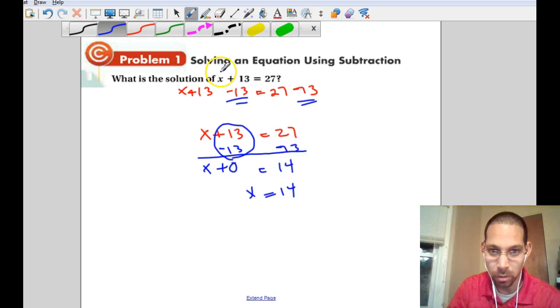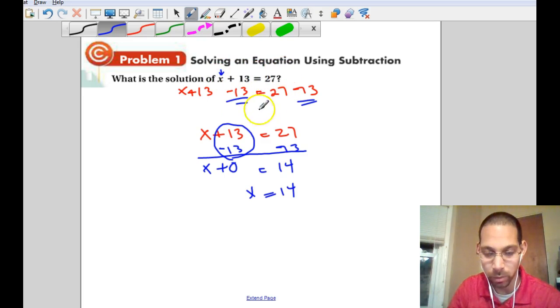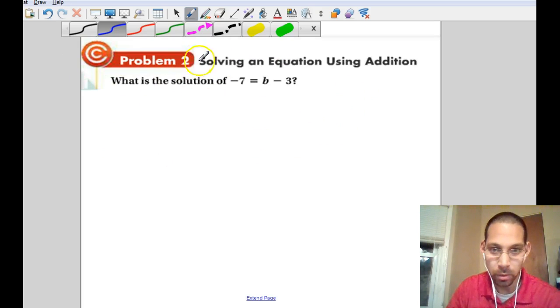You can plug it back into your original problem and see if it works. 14 plus 13 equals 27. Yep, that's correct. Okay, so let's go on to the next one.